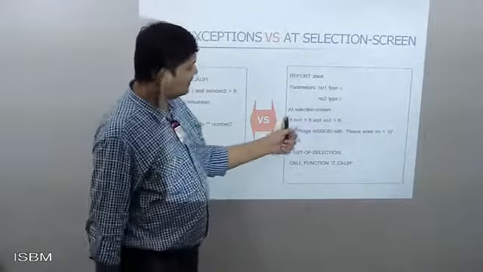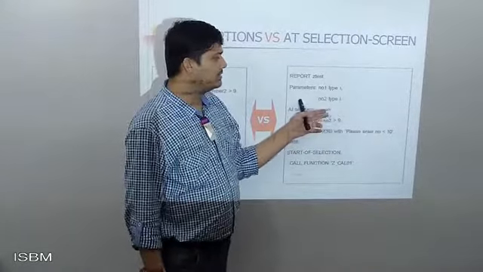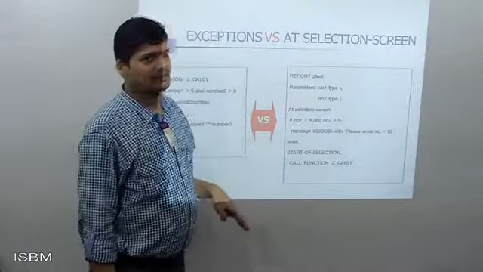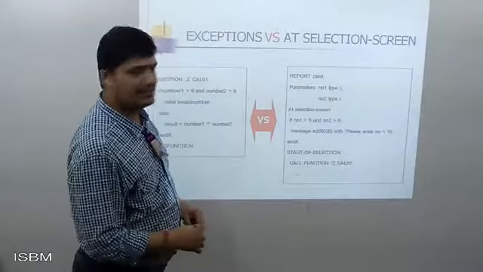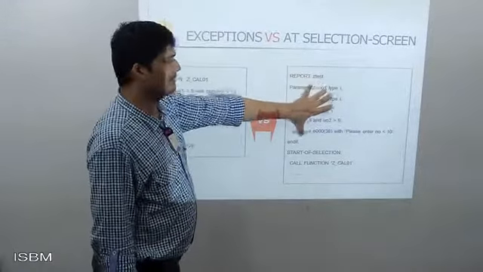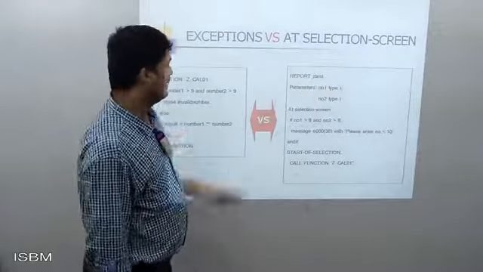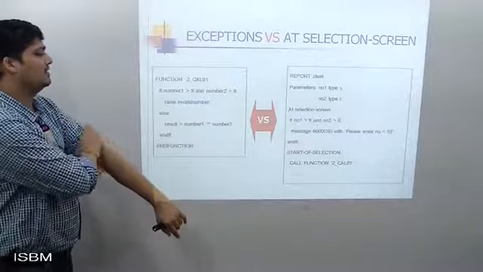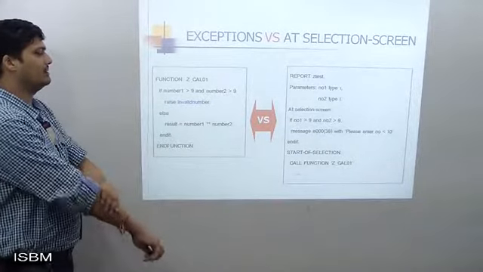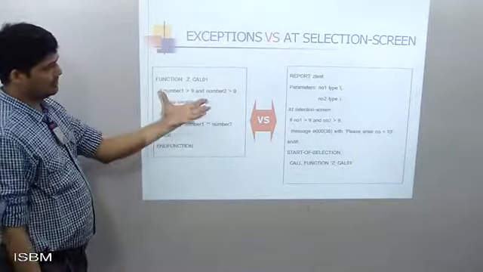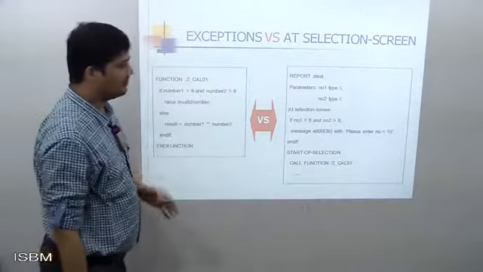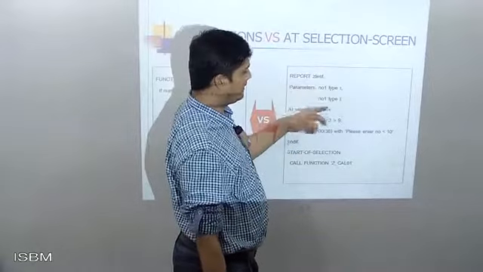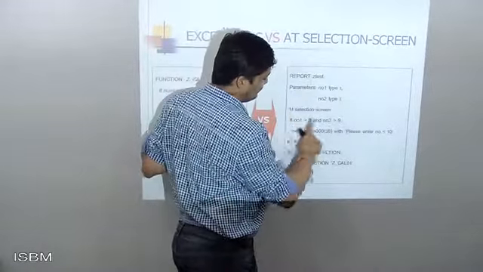This way you can write at selection screen. Here what they have done is raise it at the screen time itself, in the report. These things they have created in the report, and these things they have created in your function module. So these are the two differences. If you want to create some exceptions in your function module, then you need to write this way. If you want to create some exception or error message in your program itself, then you can write this way.